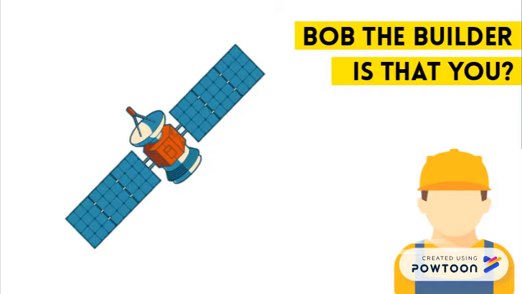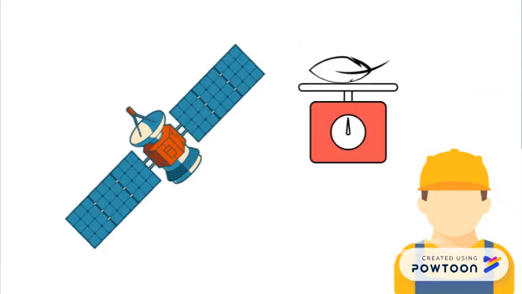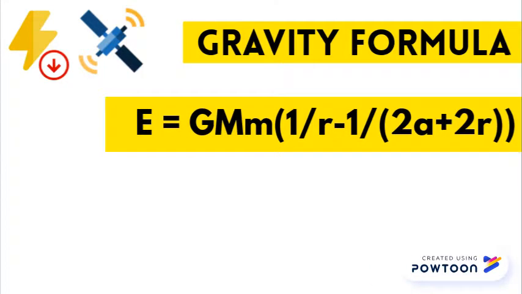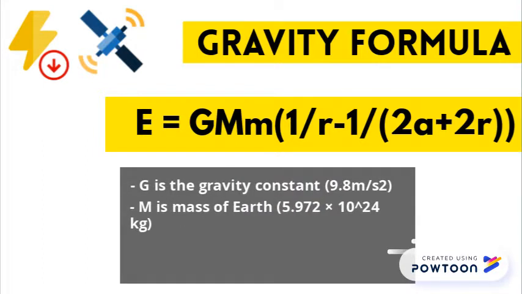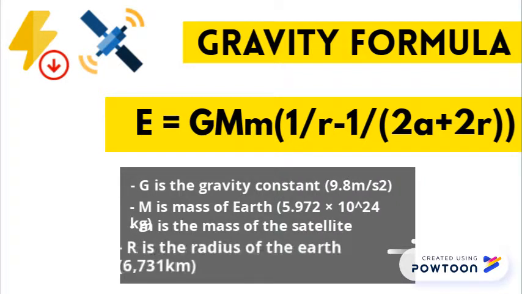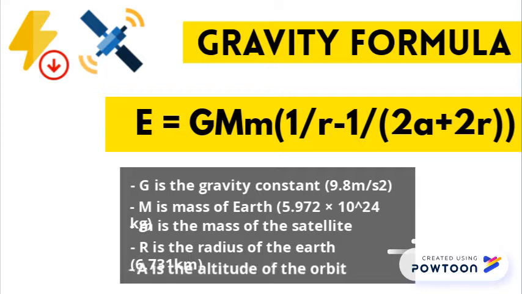When constructing a satellite, it must be built to the lightest weight possible so that it is easier to launch, as the energy required is less. The method to determine the minimum energy required for a satellite to launch into space uses the following gravity formula, where g is a gravity constant, capital M is the mass of Earth, little m is the mass of the satellite, r is the radius of the Earth, and a is the altitude of the orbit.